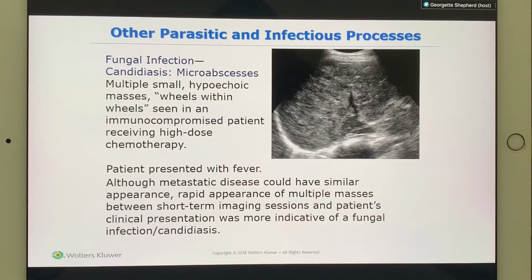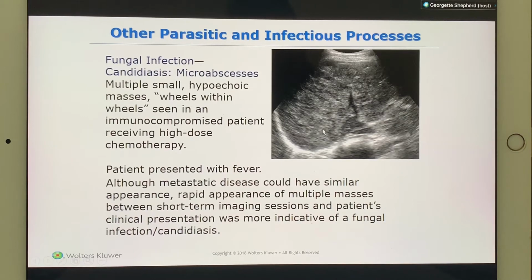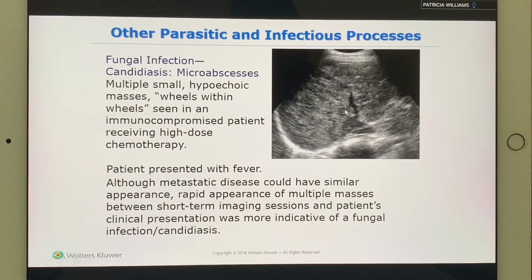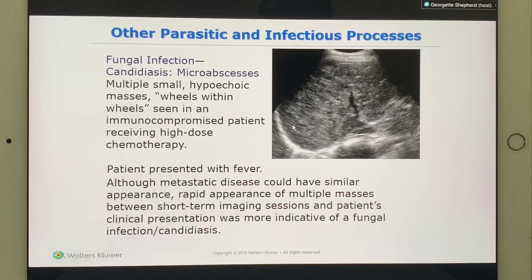So here we have micro abscesses due to a fungal infection, and that fungal infection is called candida. And you can see that the liver is heterogeneous, and you do have, see here is a wheel on wheel, here's a wheel on wheel, here's a wheel on wheel. See how it's hyperechoic and then isoechoic on the inside.